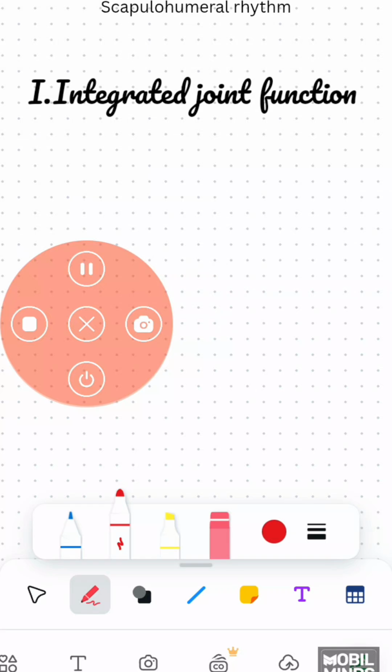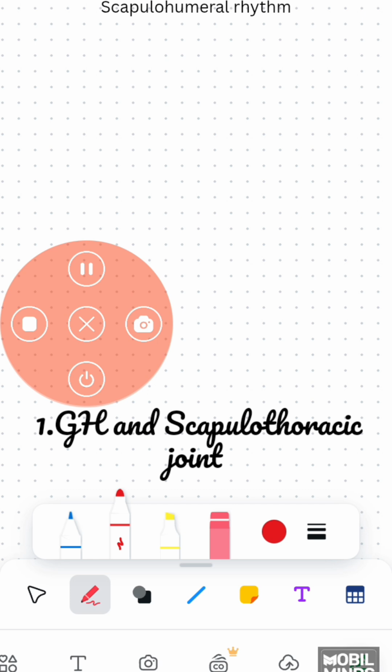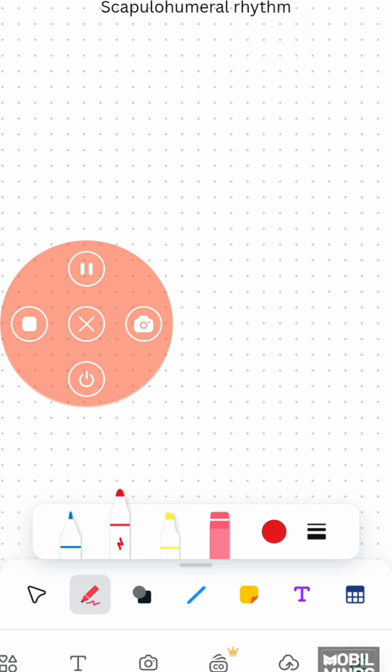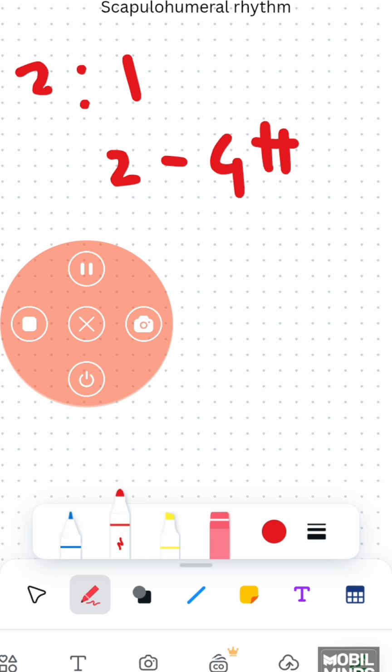Know about scapulothoracic and GH function in scapulohumeral rhythm. So first, let's see the 2:1 ratio. What does this 2:1 ratio mean? The GH joint contributes the 2, and the 1 is contributed by the scapulothoracic.